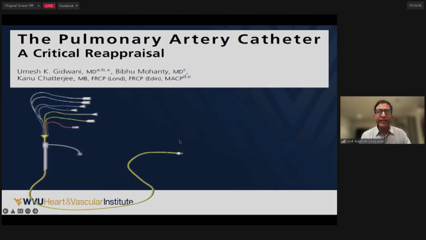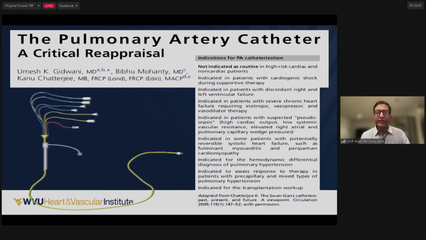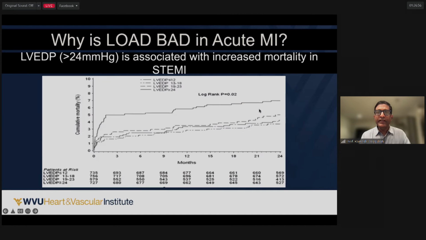The pulmonary artery catheter, in Dr. Gidwani's paper: everybody said initially that there is no use of a PA catheter, but it has been shown that it is definitely indicated in patients with cardiogenic shock during supportive therapy, and indicated in patients with discordant right and left ventricular failure and chronic heart failure. So there is definitely a need.